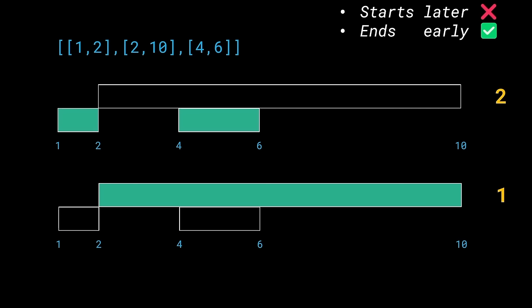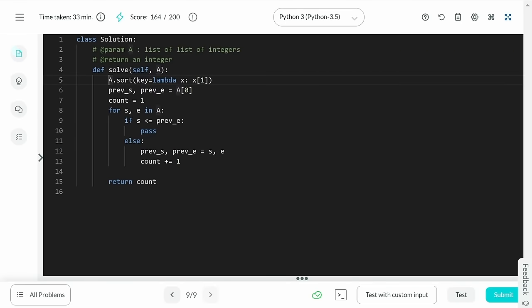Now, I've already explained the intuitions, but there's a formal proof behind why ending early is going to give you the optimal solution. If you're interested in the formal proof, it's mentioned on my website, links down below if you want to check it out. But anyways, we'll keep this ending early point in mind, and we are going to go ahead and implement this logic. So here's what I've done.